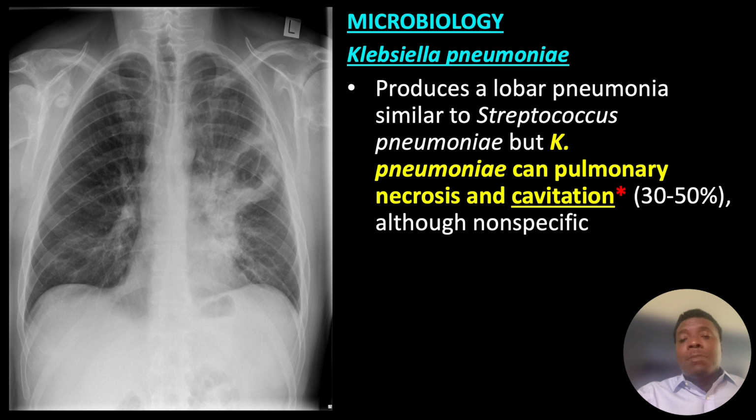Now, cavitation is not specific to Klebsiella. As you'll see in a few moments, you can see that with anaerobic infections or even Staph aureus can cause cavitations. But you want to think about this in your differential diagnosis if you see a cavitary lesion, especially with someone at risk factors for Klebsiella.